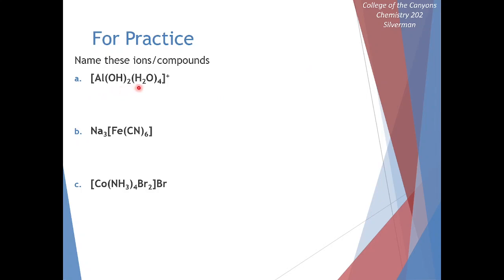[Al(OH)2(H2O)4]+. What do we have going on here? We have aluminum as our metal. We have 2 hydroxides as a ligand, and we have 4 waters as a ligand. We can try to picture this, right? We have aluminum surrounded by, looks like, 6 things. 2 of these are hydroxides. The rest of them are waters. So we can try to at least visualize this.